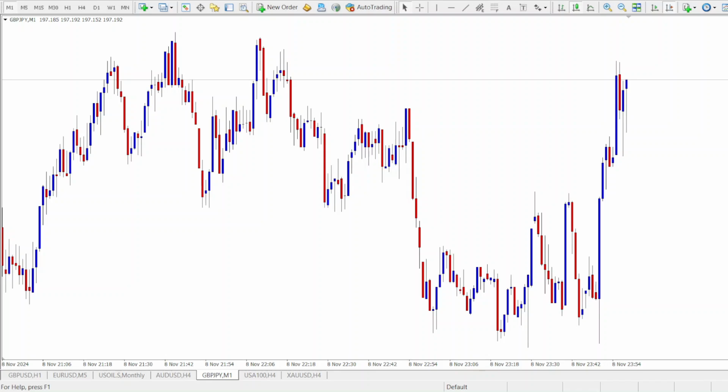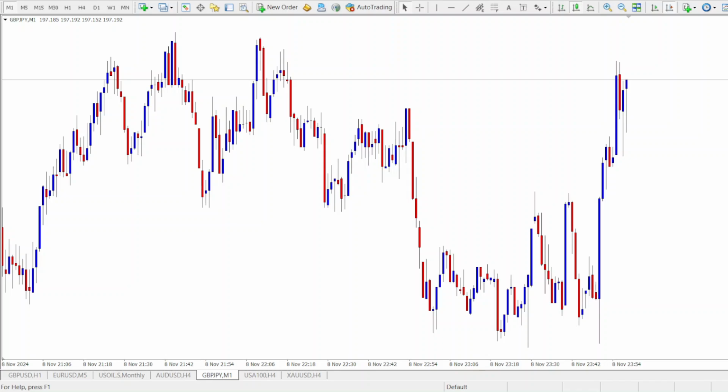So in this particular video, we are going to be looking at a powerful strategy that combines two of the most popular momentum indicators in Forex trading. And these indicators are the Stochastic Oscillator and the MACD. So if you are looking to improve your entries and exits, then this video is for you. So let us start with a quick overview of each indicator.